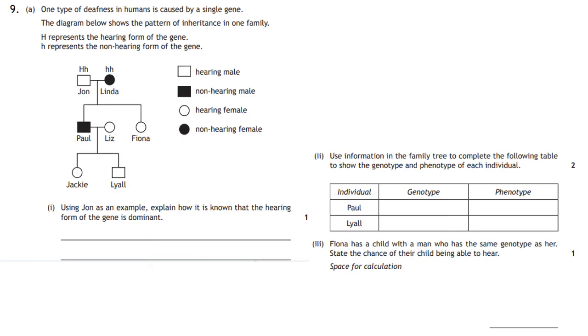Question 9. One type of deafness in humans is caused by a single gene. The diagram below shows the pattern of inheritance in one family. A capital H represents the hearing form of the gene. Little h represents the non-hearing form of the gene.